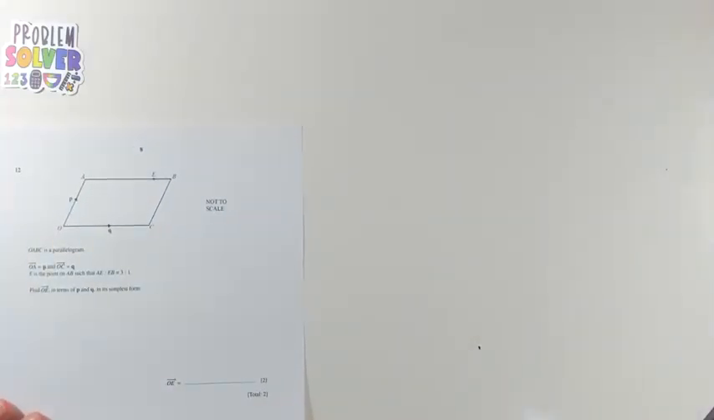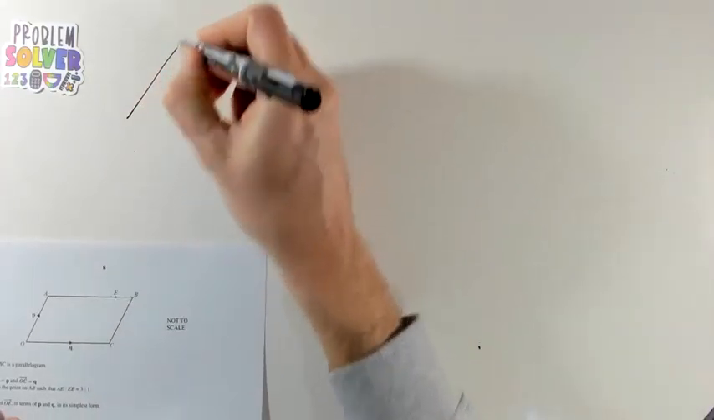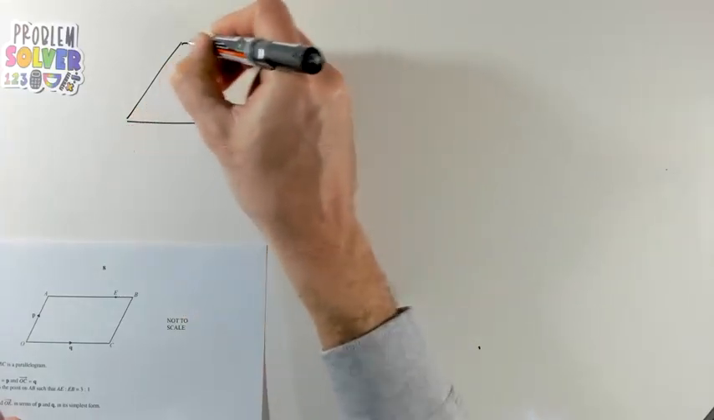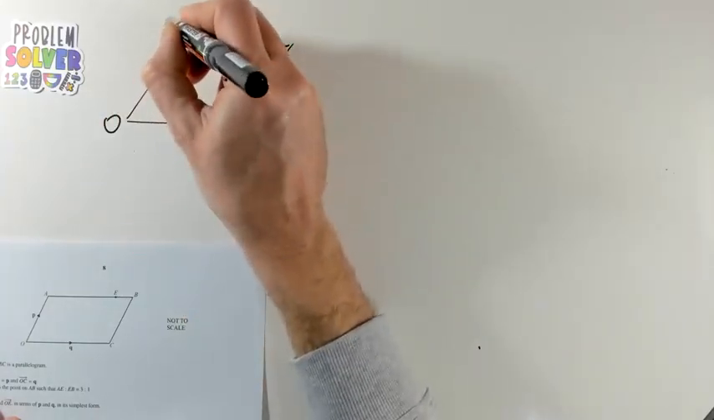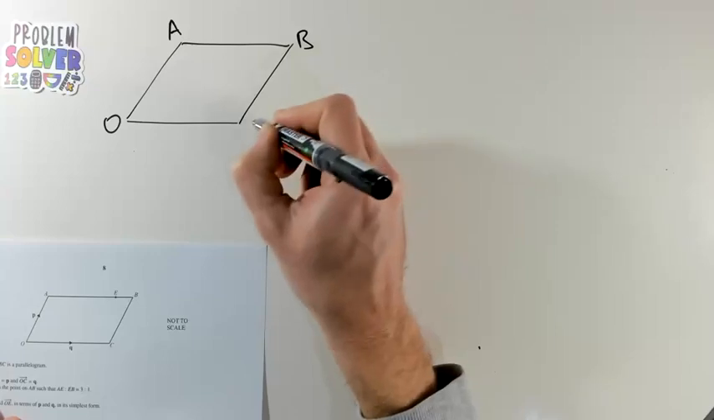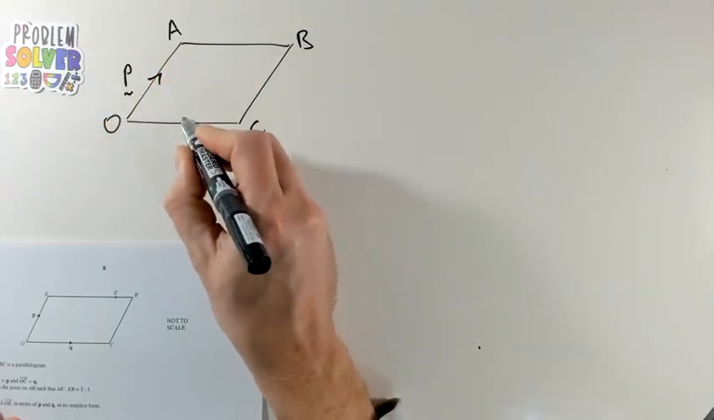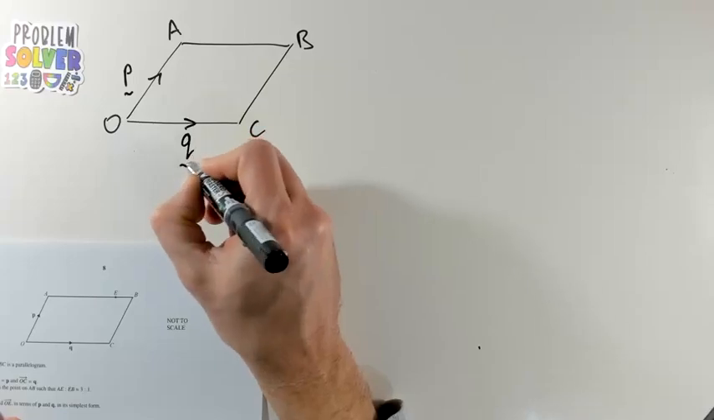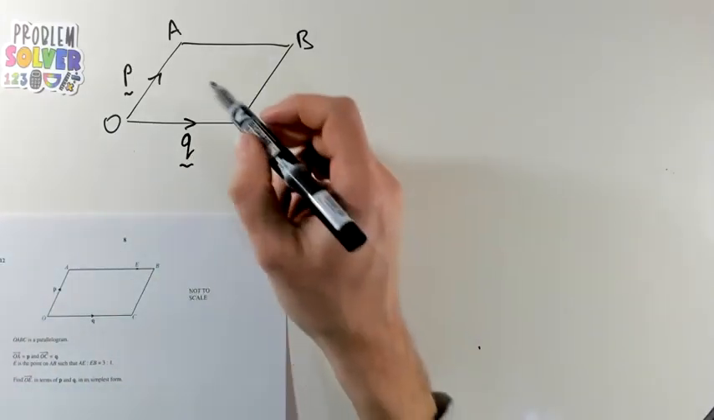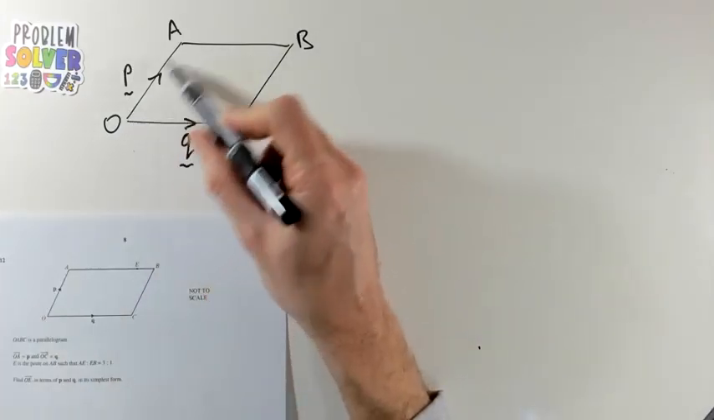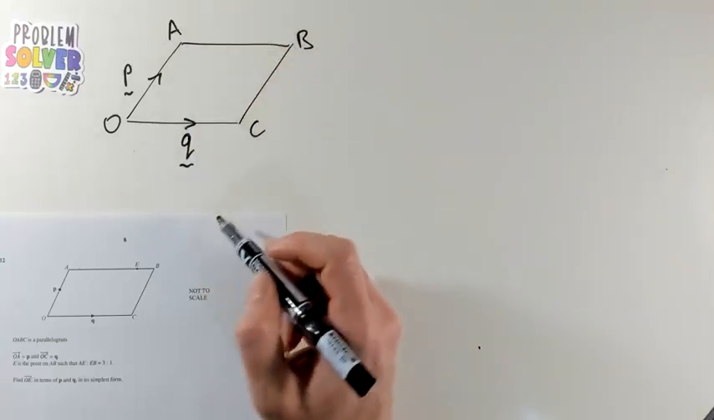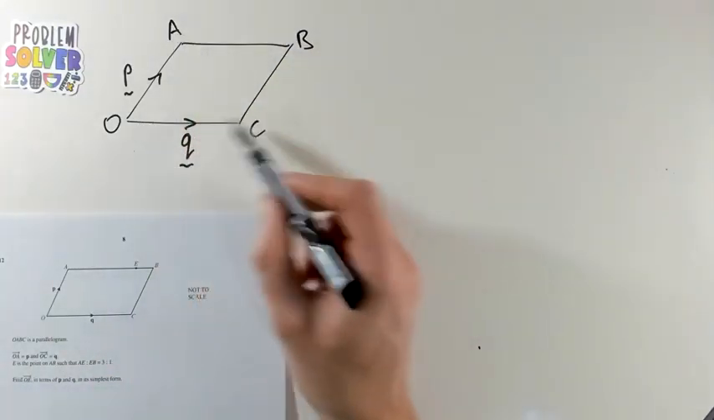Where is it? Okay, there we go. So they're giving us a parallelogram. I'm going to just draw it out for me. And we have O, A, B, C. They're telling us this is P, and that direction is Q. And this is a parallelogram, so I know the lengths are the same and they're all parallel, etc. So OA, okay, those things are given.